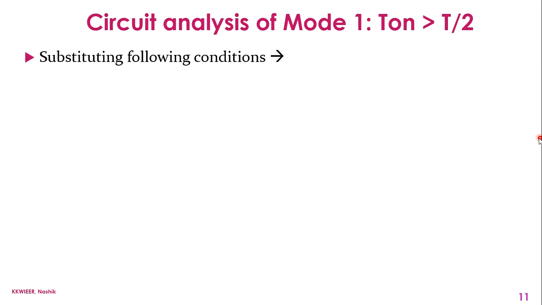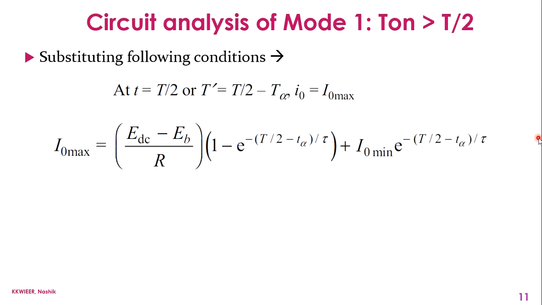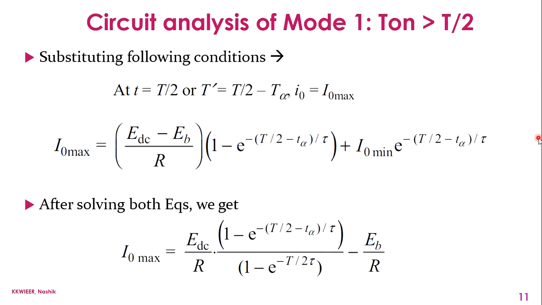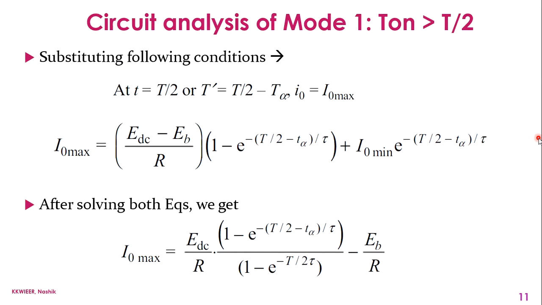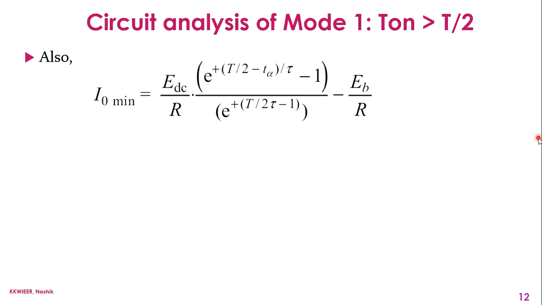Now substituting the condition, that is at T equal to T by 2, or T dash equal to T by 2 minus T alpha, and I0 equal to I0 max, the I0 max can be given by this expression. After solving both equations, we will get I0 max equal to this value or this value. So this is the previous value for I0 max and this is the value for I0 min.